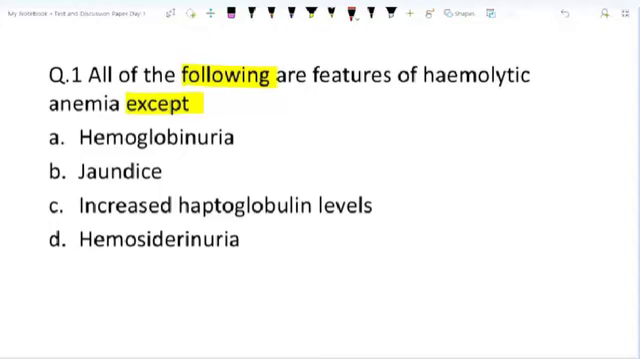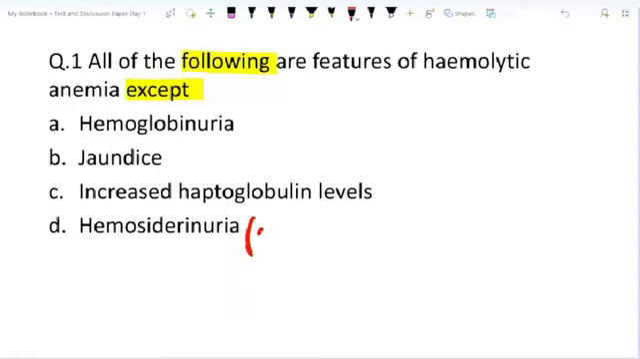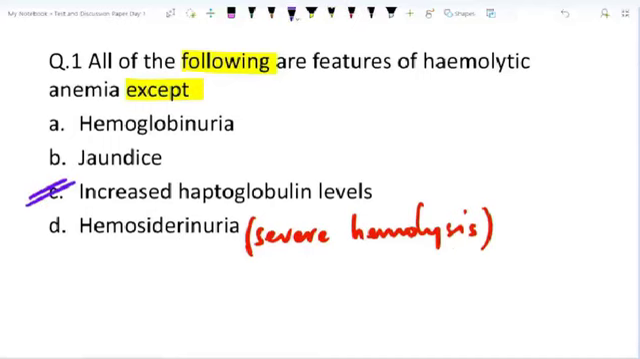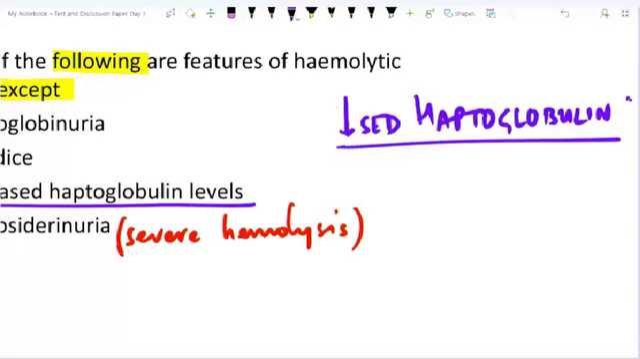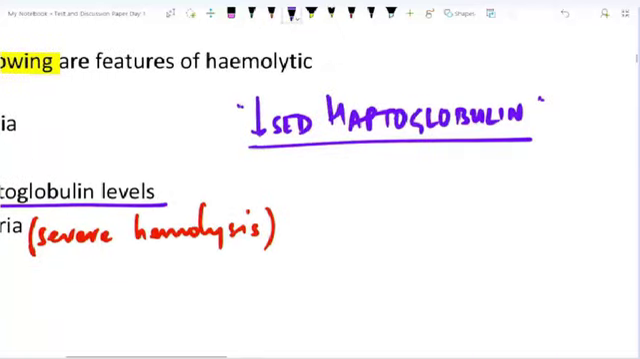So hemoglobinuria, jaundice, hemosideruria can be seen in very severe hemolysis. And as I'm sure you all have marked correctly, increased haptoglobin levels is the answer here. In fact, in hemolytic anemia there is decreased haptoglobin levels, because this is a protein that binds to hemoglobin. If there is a lot of hemoglobin, the haptoglobin tries to catch hold of it, and you'll not be able to measure it. The hemoglobin levels are more, so haptoglobin levels are less, because you're not going to get the same amount that was there before the hemolysis started.